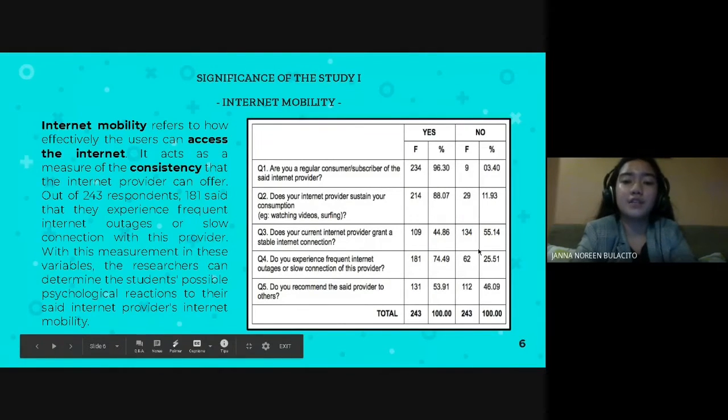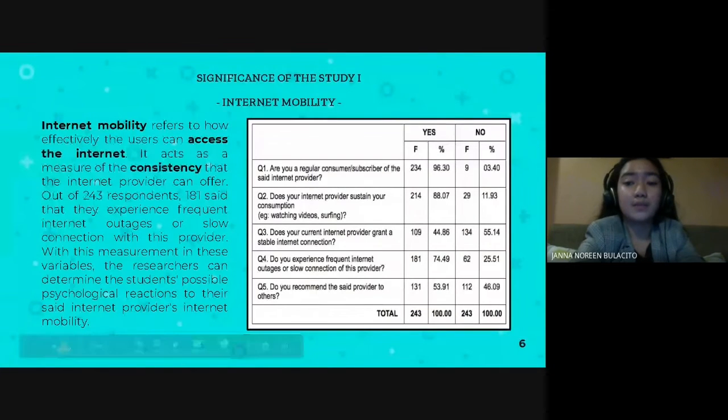Significance of the study 1. Internet mobility. So, what does it mean when we say internet mobility? Internet mobility is the way of measuring whether an internet provider service is sufficient to provide a good service, such as providing a stable internet connection that anyone can use.